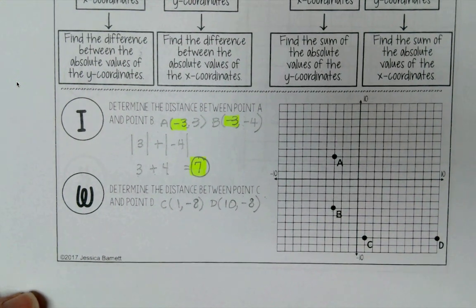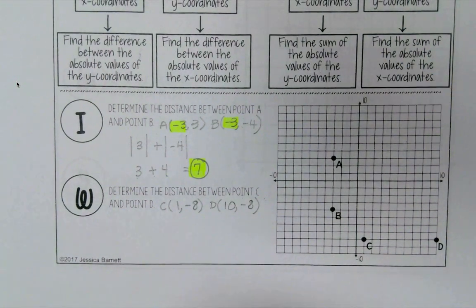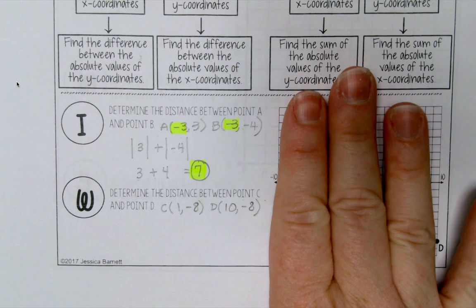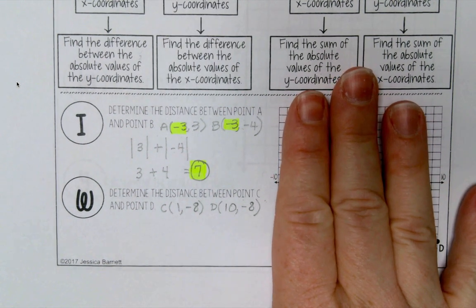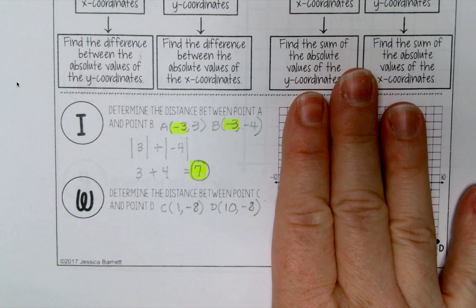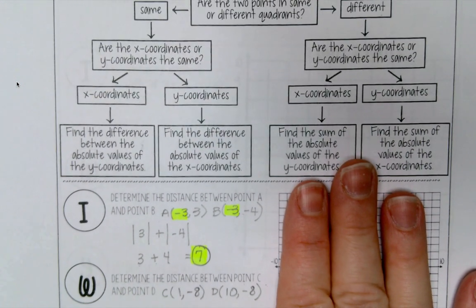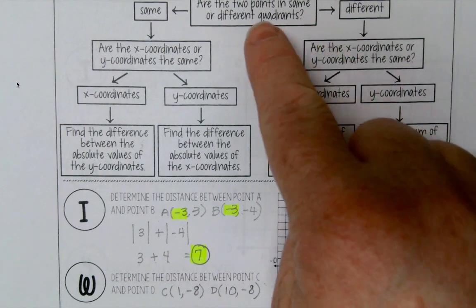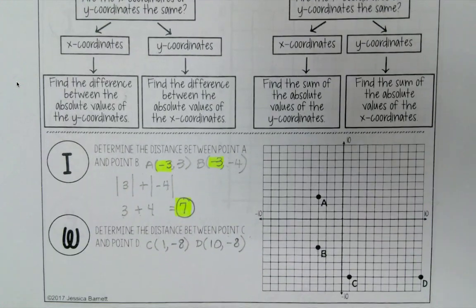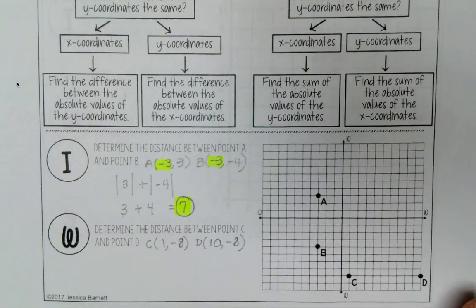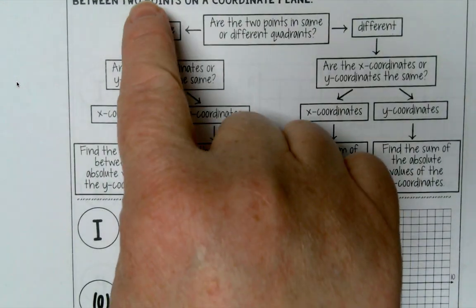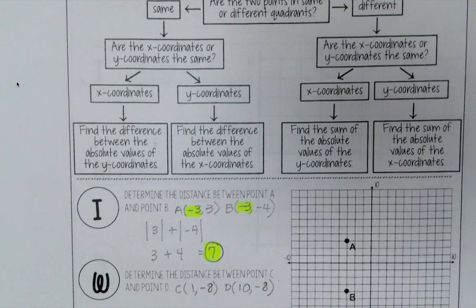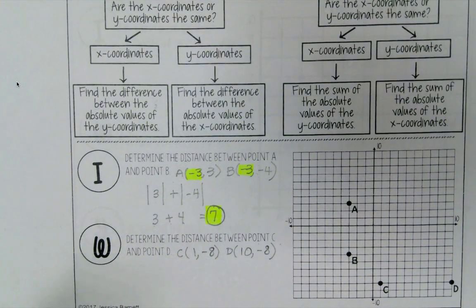So again, as we're using our flow chart, let's pretend we don't have this. Let's pretend all they gave us was this. Okay? So do you have to show your work like I'm doing right now? Absolutely. So let's look at our first question. Are the 2 points in the same or different quadrants? C and D, they're in the same quadrant, so we're going to go over here. Are the x coordinates or the y coordinates the same? What is the same? Ooh, my y.